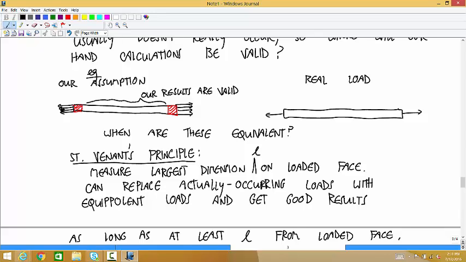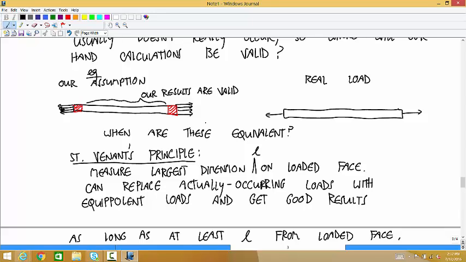So if you did two experiments with identical beams and you applied a uniform distributed load on one and a point load like this on the other, there would be big differences between the stresses and strains that you would get in this red region. This one would have a big deformation near that point load, all sorts of weird stuff going on near that point load. But once you get at least the distance L away from the end, the loads in here are going to match.